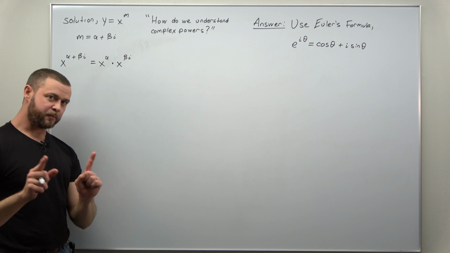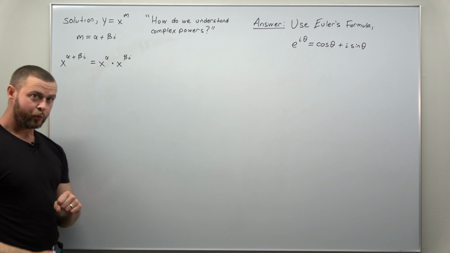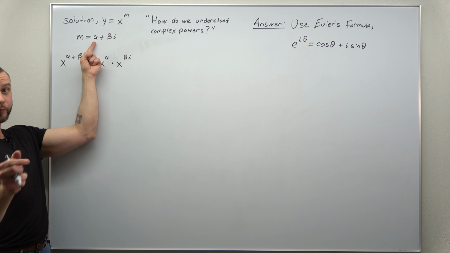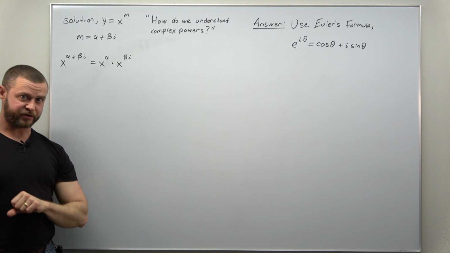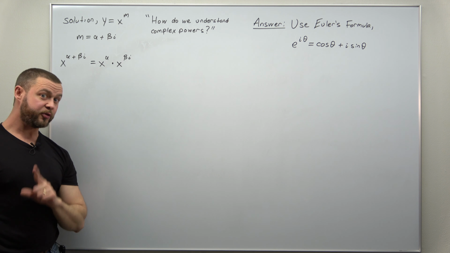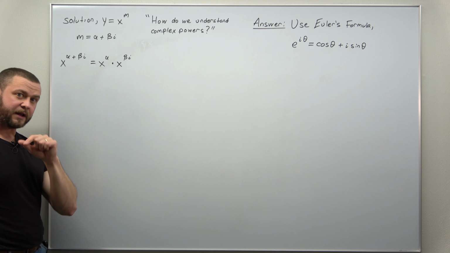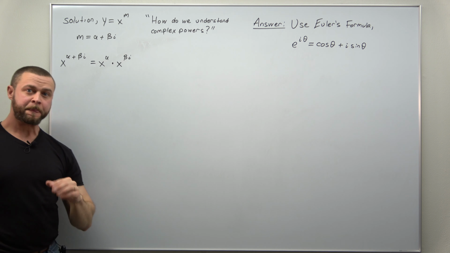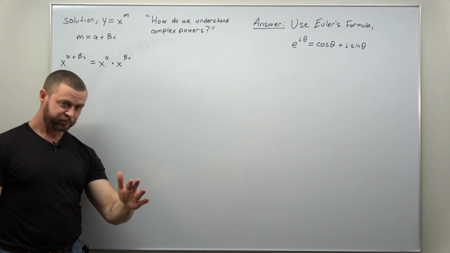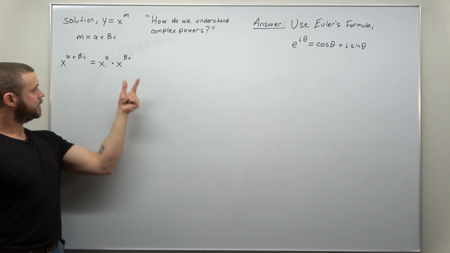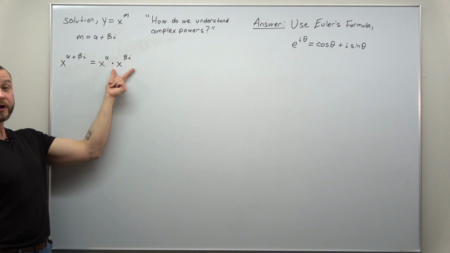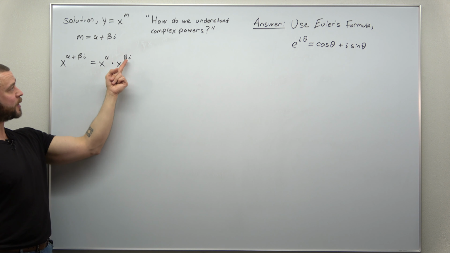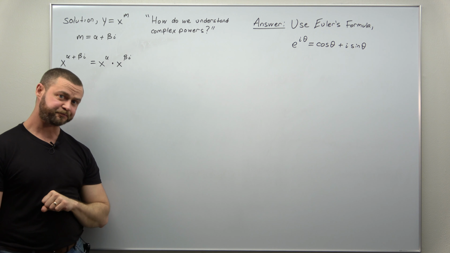Alpha and beta are both real numbers. We think of alpha as the real part and beta as the imaginary part, but they are both real numbers. Now, this part, x to the alpha, x raised to a real number, we understand that. We need to see how we can rewrite or understand this part, x raised to that imaginary power.